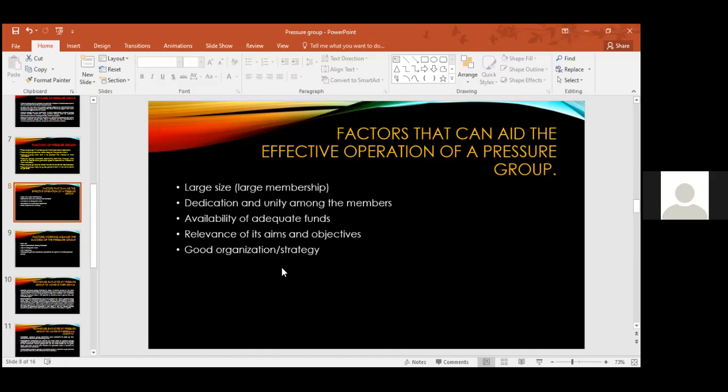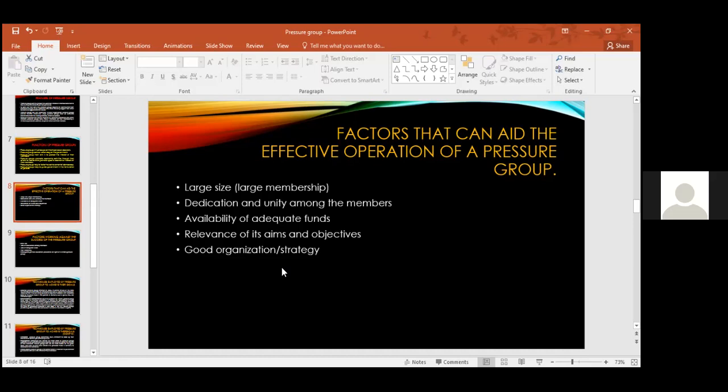So that is the idea of a pressure group. Once there is unity, there is more respect, and it will help them achieve their goals. But when there's disunity, they won't be able to stand firm and people won't respect them, because if they can't unite among themselves, how can they affect the government? So this is one of the things that help to achieve their goals, which is dedication and unity.